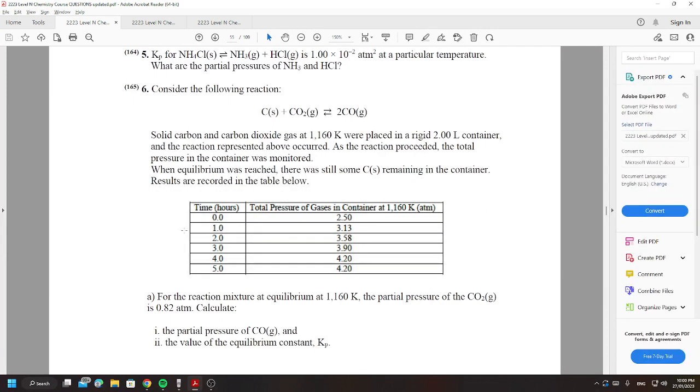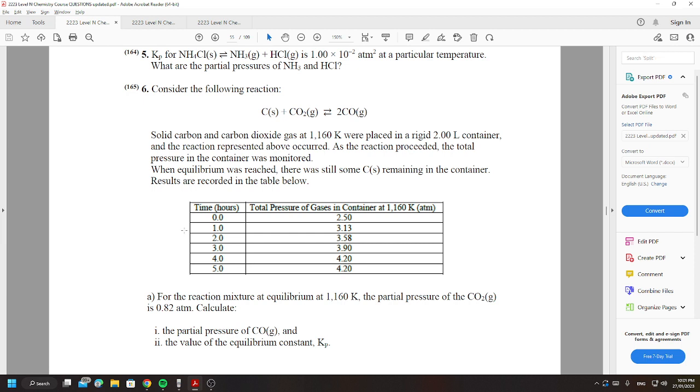Now, consider the following reaction: C solid plus CO2 gas to give 2CO gas. Solid carbon and carbon dioxide gas at 1160 Kelvin were placed in a rigid 2-liter container and the reaction represented above occurred. As the reaction proceeded, the total pressure in the container was monitored. When equilibrium was reached, there was still some carbon solid remaining in the container. Results are recorded in the table below.